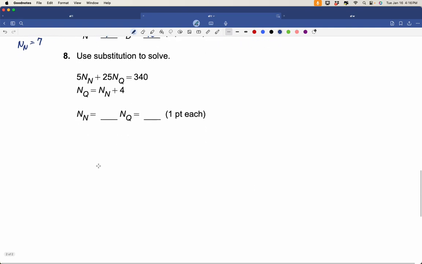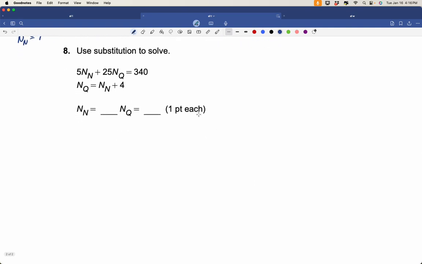All right, one more substitution, and then we're done with Tuesday's work. And we will have done all of that in around 10 or 12 minutes. So we have a substitution value already given to us here for NQ. So 5NN plus 25 times the value of NQ, which is NN plus 4, is equal to 340. We're going to do our distribution. 5NN plus 25NN plus 100 is equal to 340.